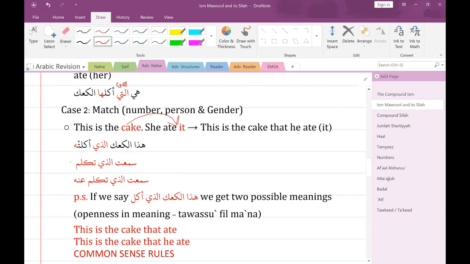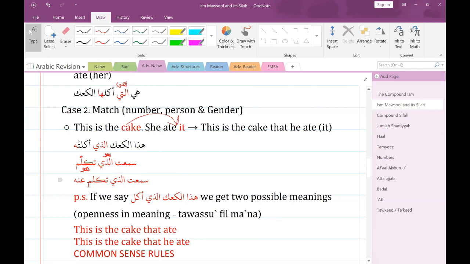Anyway, سمعت الذي تكلم. I heard the one who talked. Okay, so الذي is هو. تكلم is of course the ماضي version, the هو version of the تكلم family. So both are هو. There's a match. I heard the one who spoke. That was the meaning. سمعت الذي تكلم.